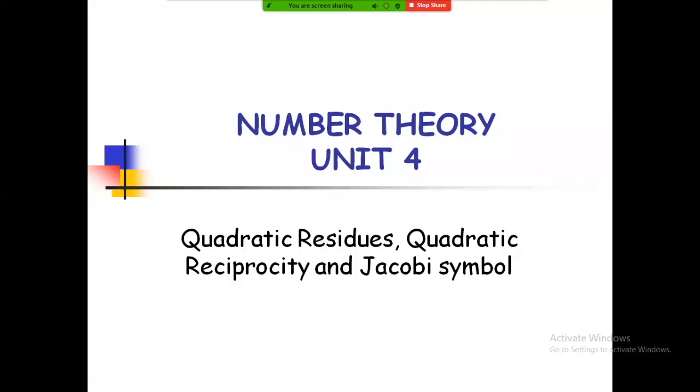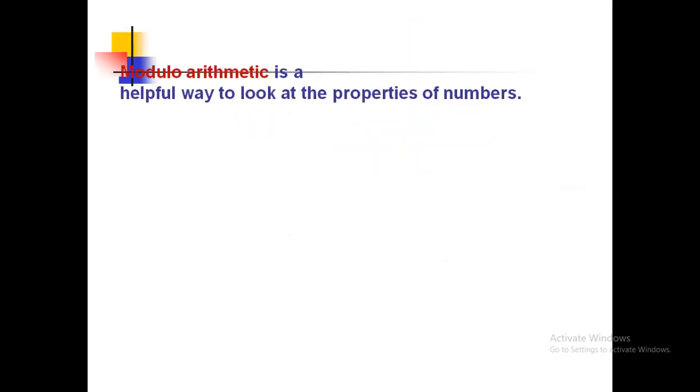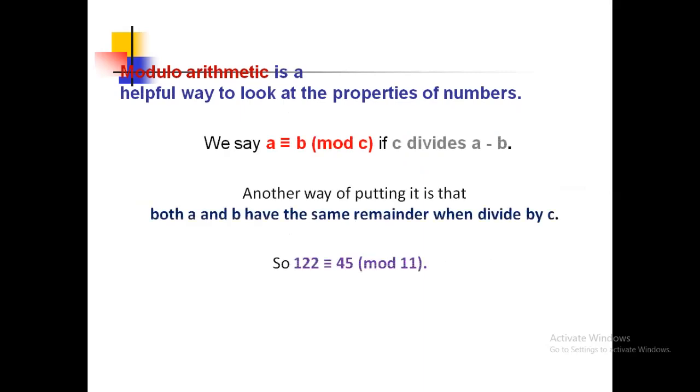Now we are going to see about quadratic residues, quadratic reciprocity, and the Jacobi symbol. These concepts come under Unit 4 in number theory.